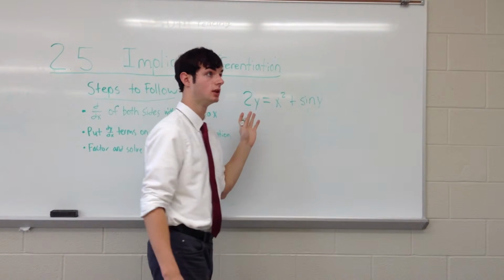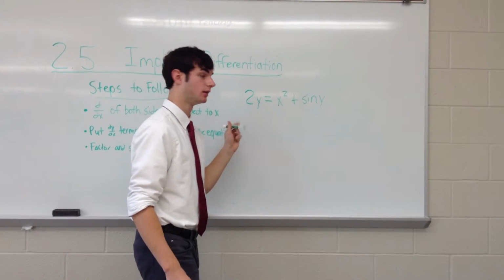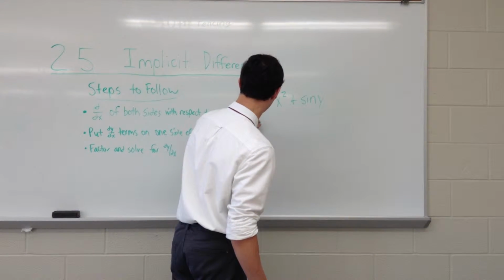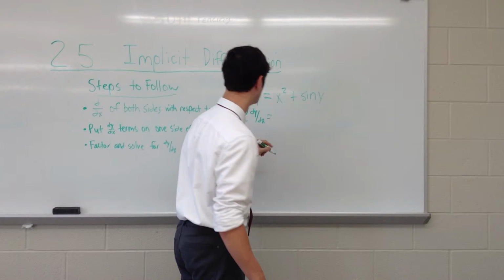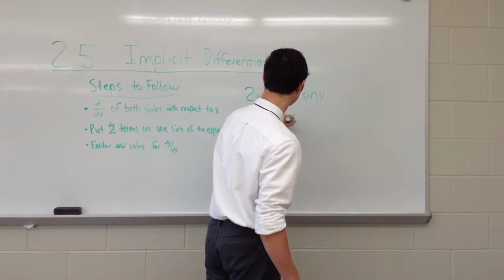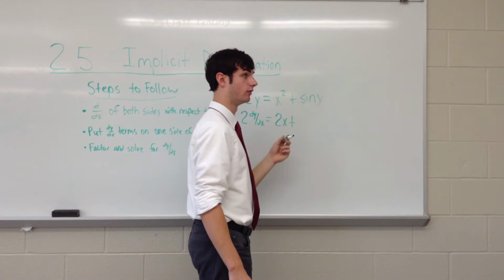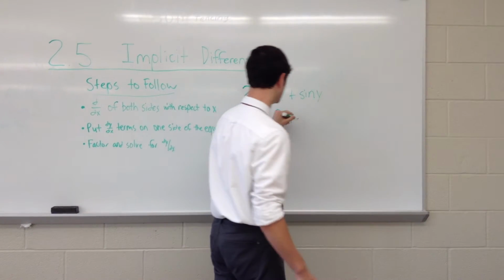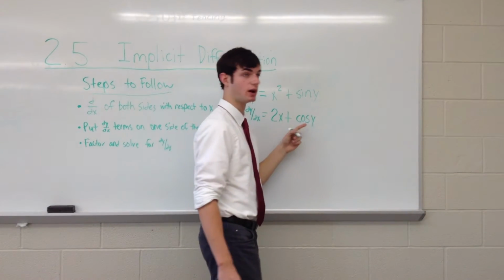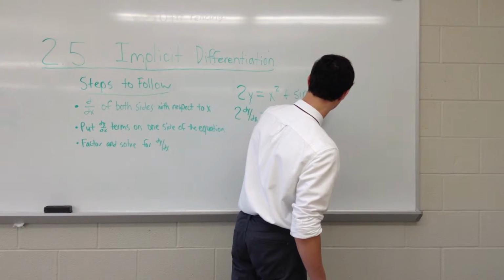When you differentiate with respect to x, it's going to end up being 2 dy/dx equals, this is like normal, 2x plus, and then the derivative of sine is cosine. So you're going to have cosine y, but it's with respect to y, so you've got to write dy/dx on the end.